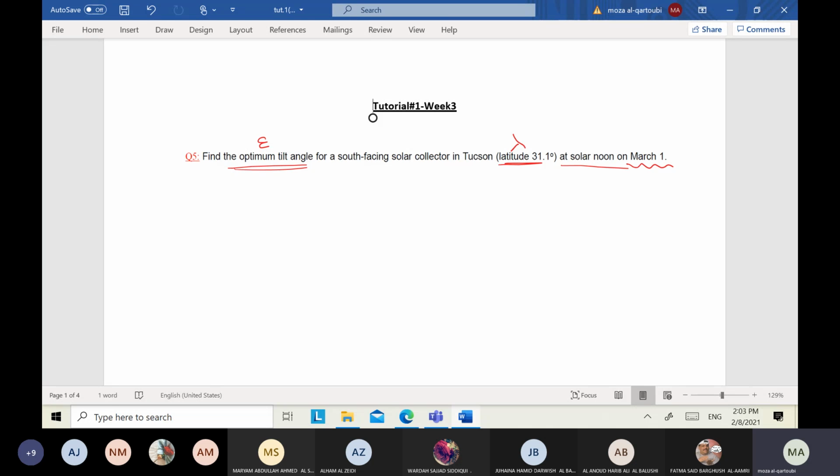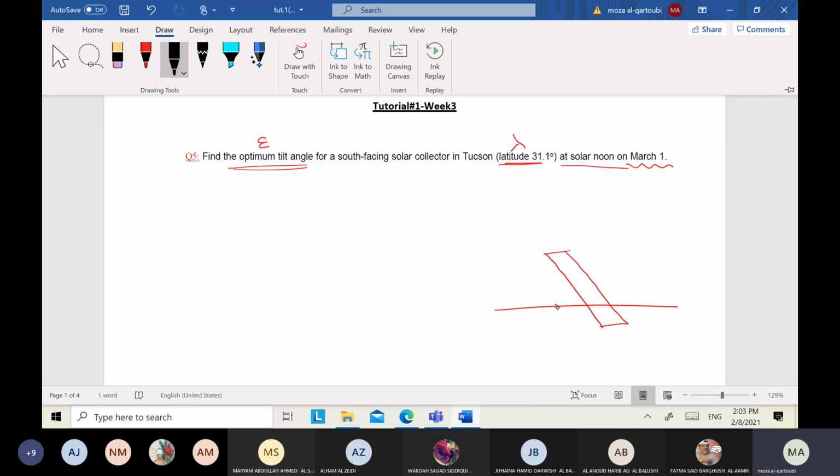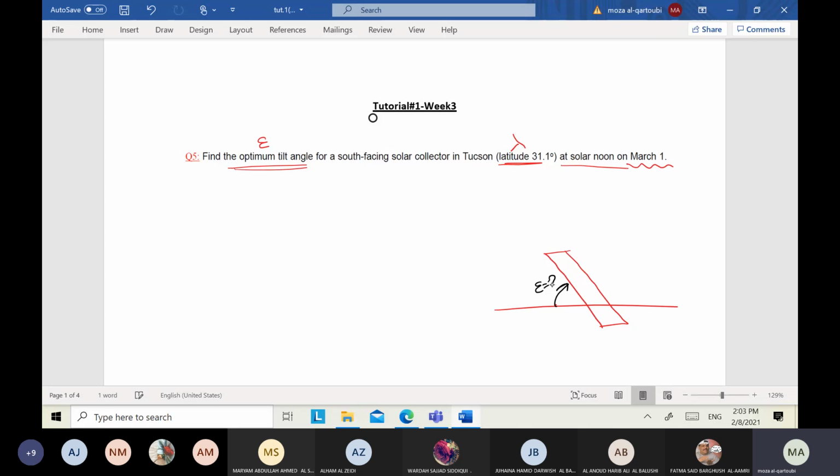Okay, so we have a PV cell, south facing. We need to find the tilt angle, the value of the tilt angle. We need to find epsilon, this angle. How do we find this value? It depends on the south facing. How to find the tilt angle?